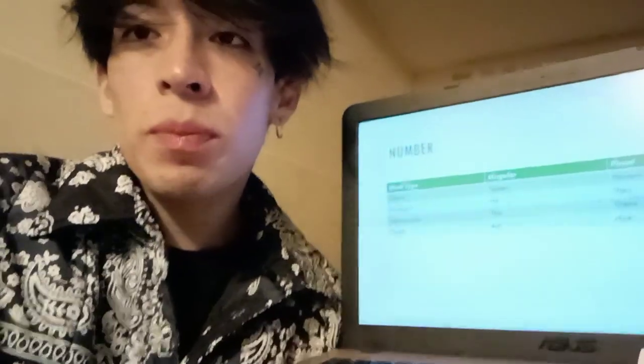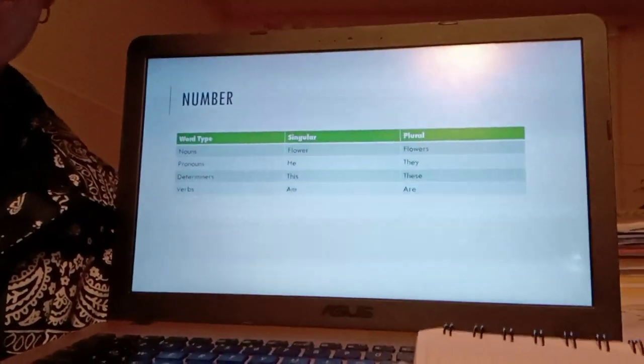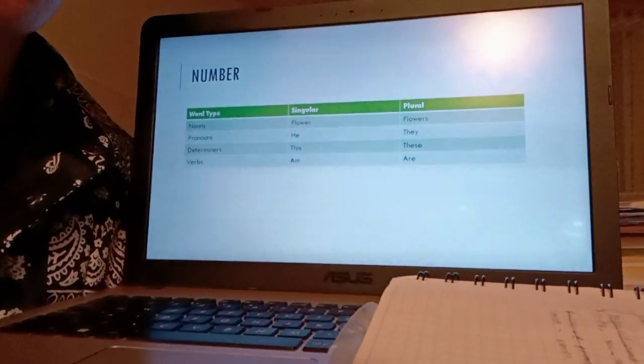Now I am going to explain the strategies or methods that I would apply to teach these two categories of words in nouns, pronouns, determiners, and verbs. In my opinion, the most appropriate strategies to teach this could be graphic organizers and providing feedback.